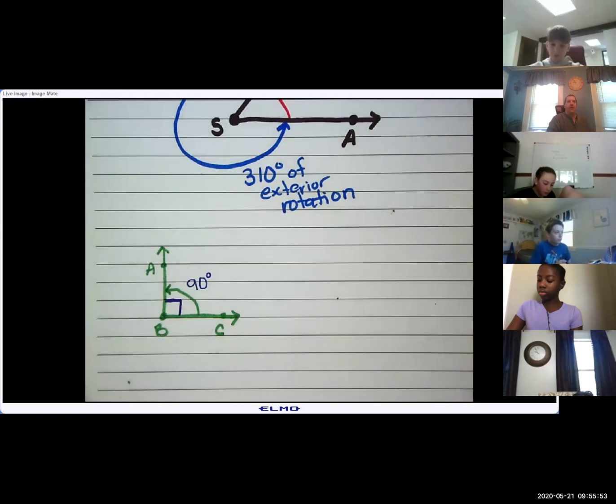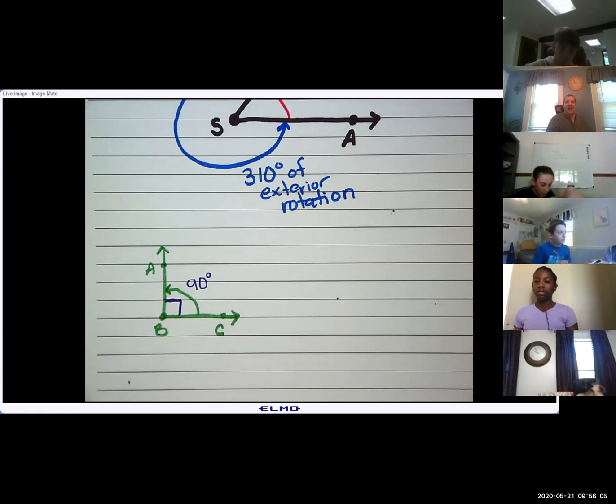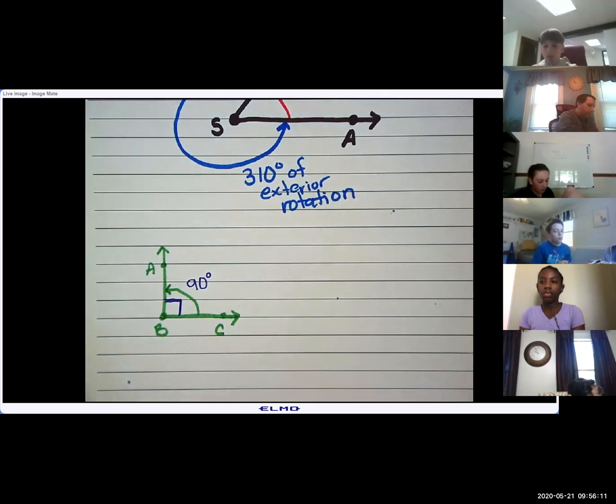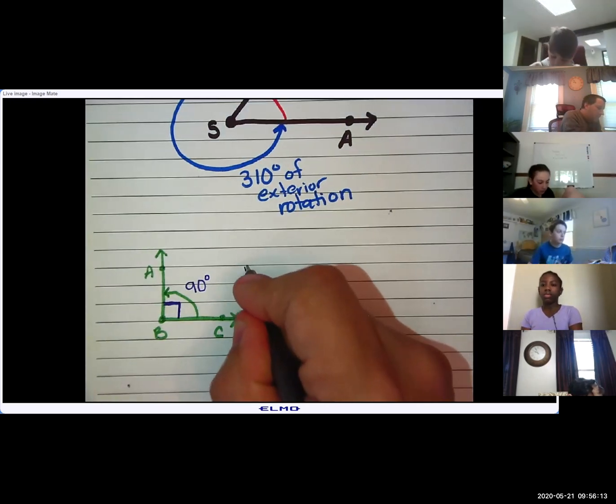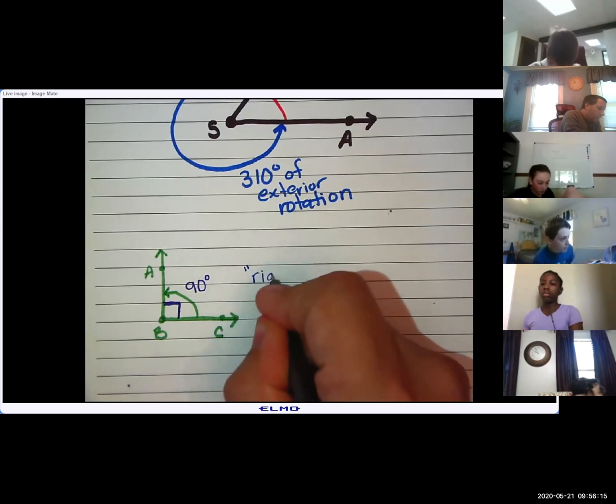In math and geometry, when you see an angle with that little box there, they're telling you it's a 90-degree angle. Does anyone know the name that we give to a 90-degree angle? Noel? A right angle? This is known as a right angle.